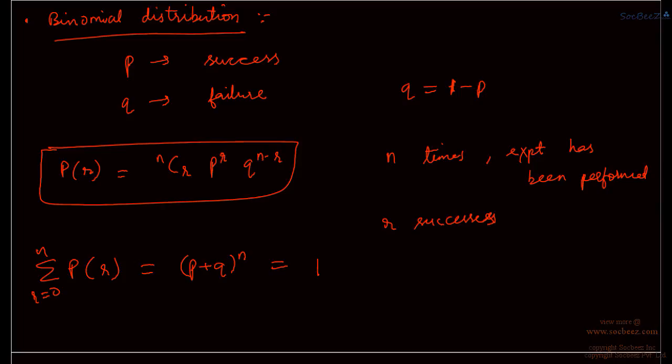Because the total number of cases of the experiment divided by the total number of cases of the experiment should give you 1. So this is actually just a verification of our formula, and you can see that this is correct.